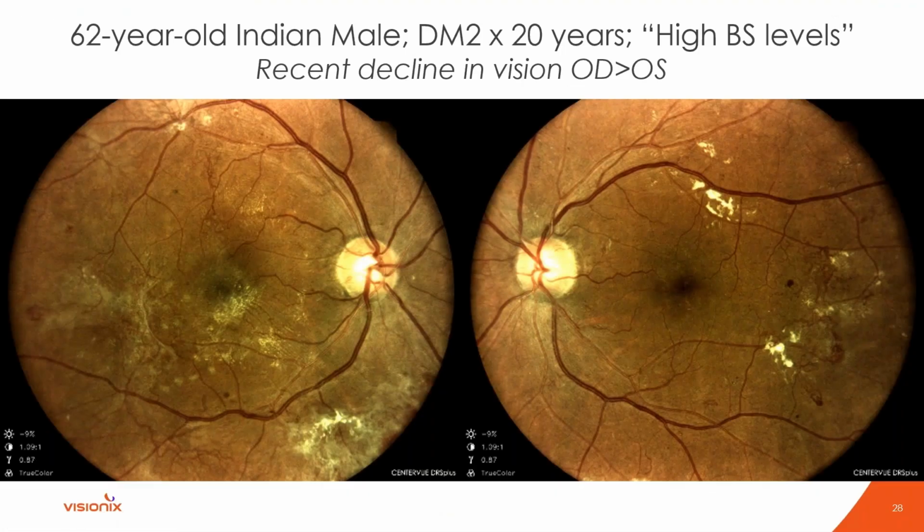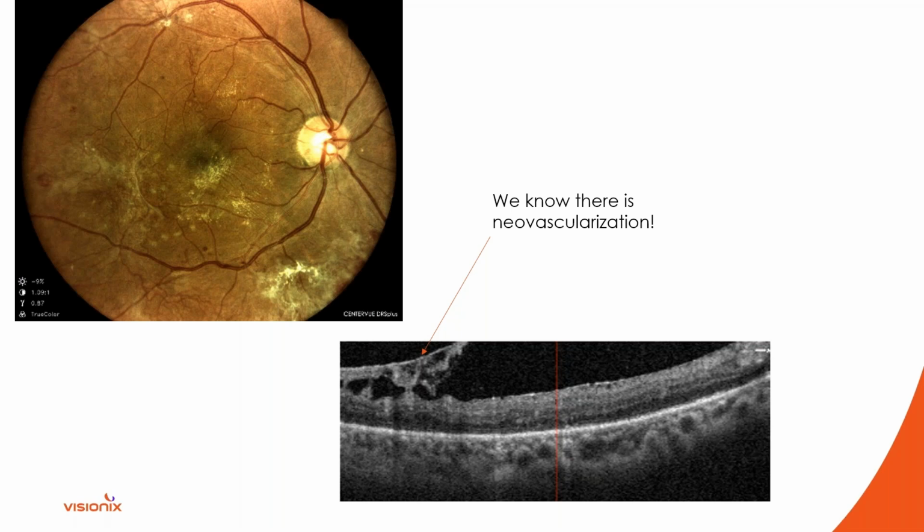Here's another patient with some messy looking retinas, a 62-year-old Indian male, diabetic of 20 years with high blood sugar levels, with a recent decline in vision, right eye worse than the left. And obviously there's a ton of retinopathy here. Kind of get lost in the mix here. I think we would all agree that this looks like severe NPDR, maybe with some PDR, but again, a lot of noise.